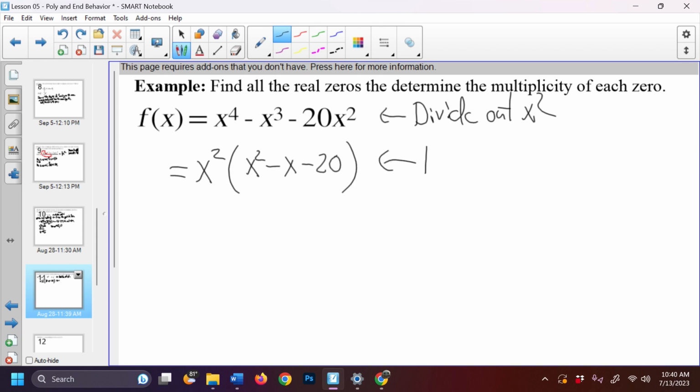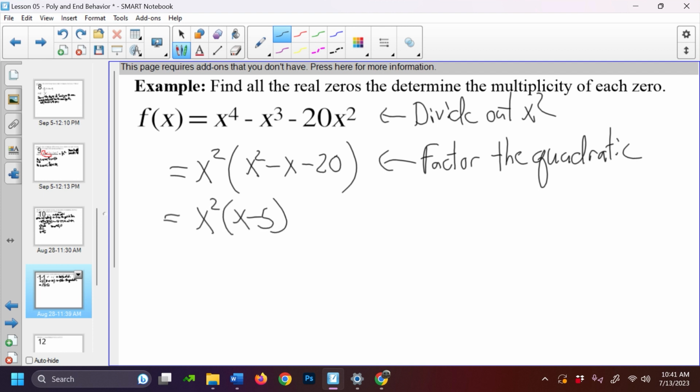And here I'm going to factor the quadratic. And if you can't factor it, that's okay. You can always use the quadratic formula. But I need two factors of negative 20 that add up to negative 1. That's pretty easy. x minus 5, and then x plus 4. Negative 5 times 4 is negative 20, and then negative 5 plus 4 is negative 1.